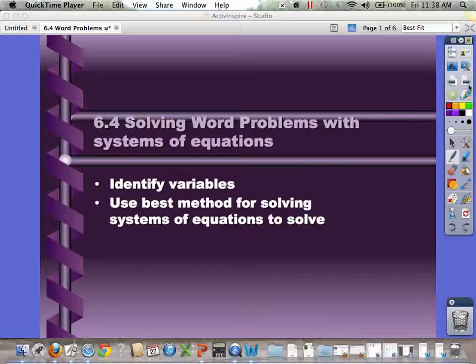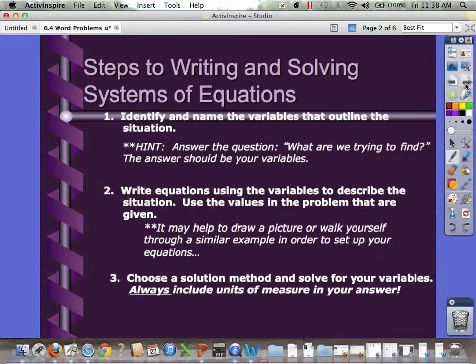So, let's go. All right, so when we're setting these up, you're going to identify and name the variables that outline the situation. So you want to ask yourself, what are we trying to find? Usually at the end of the word problem is what you're going to be looking for first. Read through it, but at the very end of the word problem, they're going to ask you a question. That's what you're trying to find. So that should be used with variables.